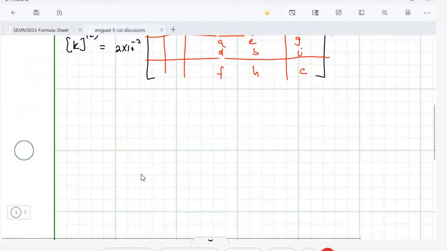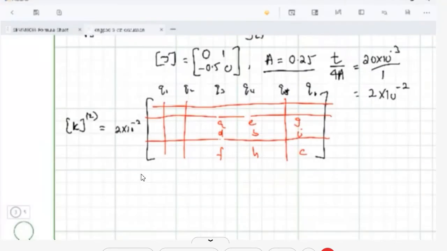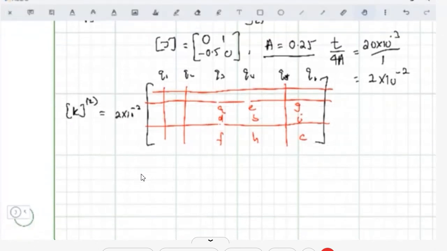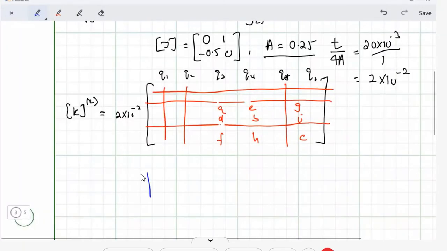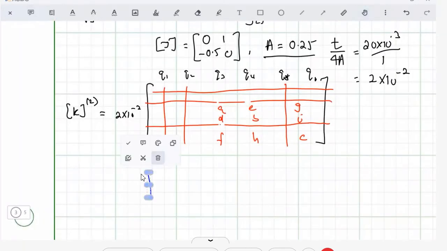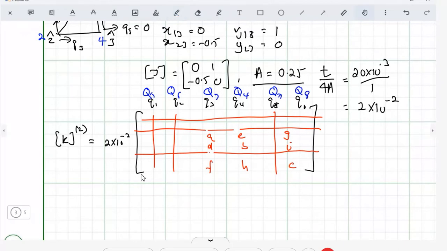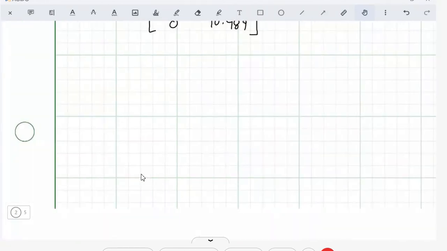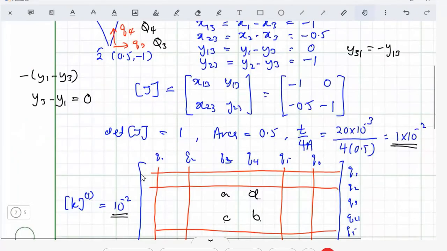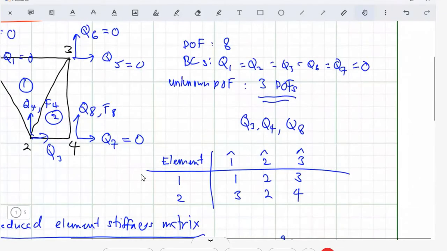So note again that this is our local degrees of freedom, but according to our global degrees of freedom, this is just equivalent to Q5, Q6, Q3, Q4, Q7, and Q8. Okay, so this is the equivalent just now.